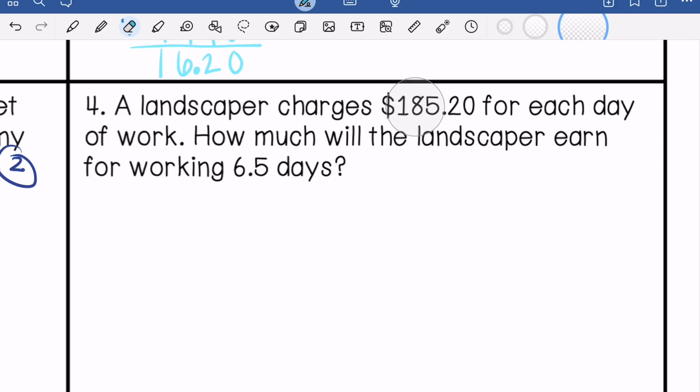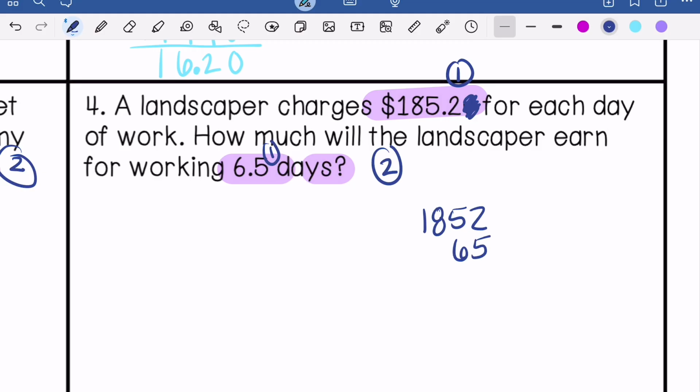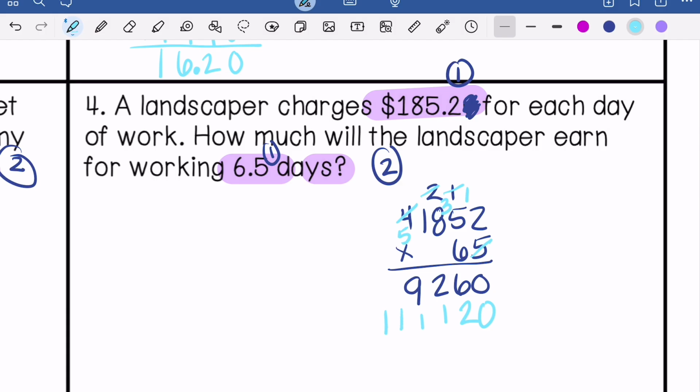Number 4, a landscaper charges $185.20 each day for work. How much will the landscaper earn after working 6.5 days? I'm just going to take away the 0 because it doesn't change the value of the number. So he makes $1,203.80.